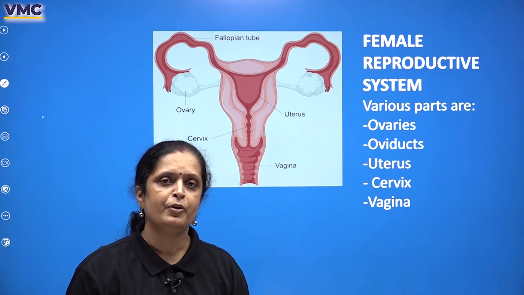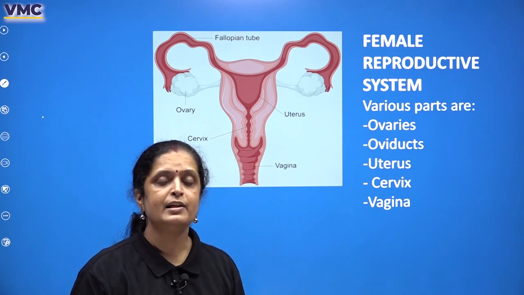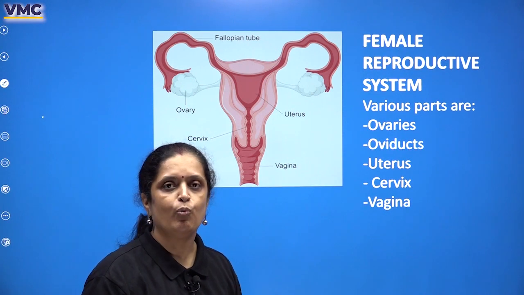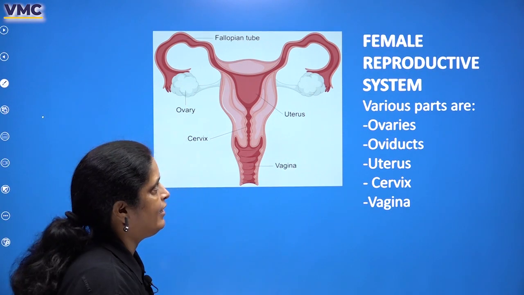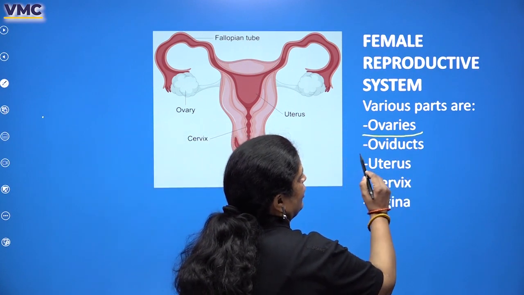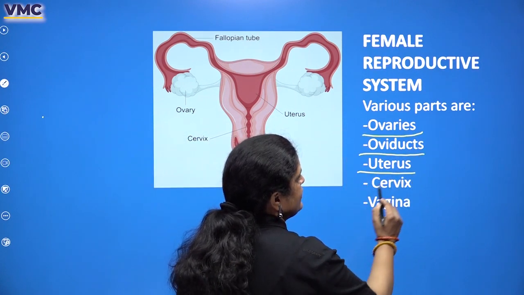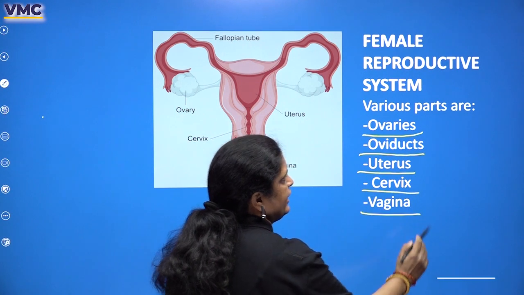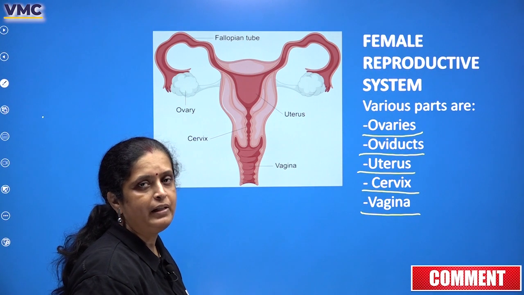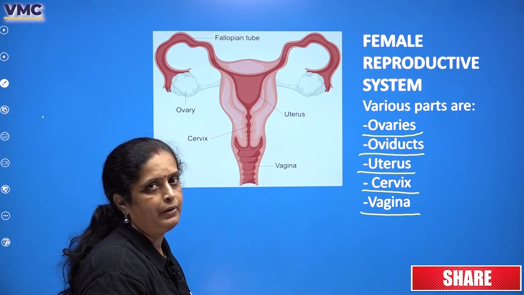Now, the female reproductive system by far seems to be the most complicated reproductive system and an amazing one. So, let's study that in detail. A female reproductive system has ovaries, oviduct, uterus, cervix and vagina. अब देखें इन्हें डिटेल में. पहले हम इसे एक बार इस फिगर में देख लेते हैं कि ये प्लेस्ड कहाँ होते हैं.